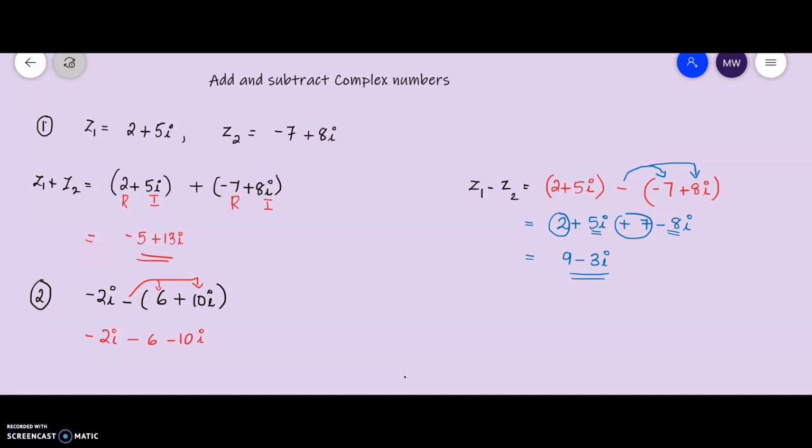After you distribute the negative sign inside, you just combine the real with real and imaginary with imaginary. So here we see that there is only one real number, which is your negative 6, but we have two imaginary numbers, so we can combine the negative 2i and the negative 10i and call it a negative 12i. So that is question number 2. And this is how we add and subtract complex numbers.